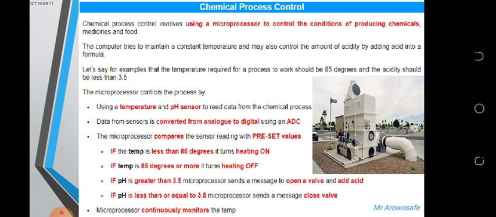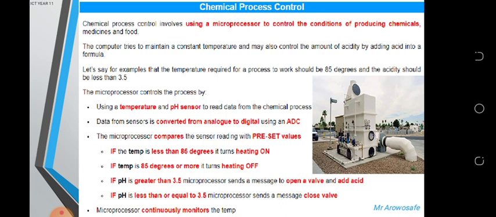So the next condition, if pH is less than or equal to 3.5, microprocessor sends a message to close valve. So it means they have enough acid. That is 3.5 here, if pH is less than or equal to 3.5. So if it is less than or equal to 3.5, it is still acceptable here. So it means that microprocessor will now send a message to close valve.